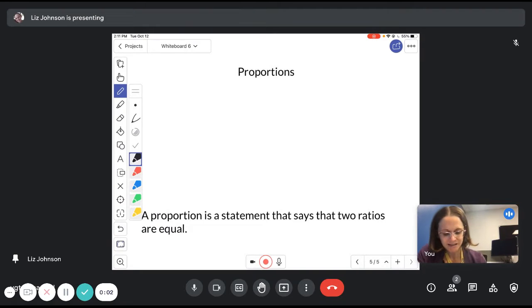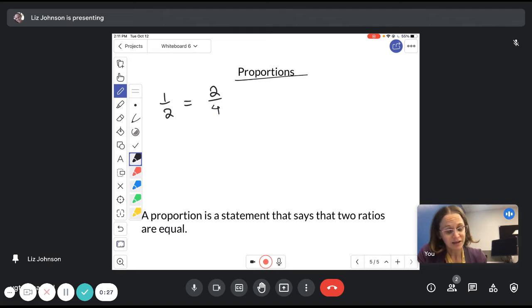The last word we need is the word proportion, and it may sound totally new, but you actually already know a lot about proportions. A proportion is just a statement that says that two ratios are equal. Now, the reason you already know about proportions is because you know about equivalent fractions. So, for example, you already know that 1/2 and 2/4 are equivalent fractions.